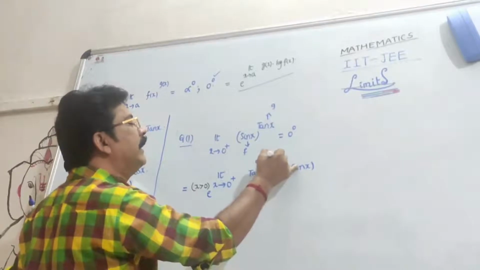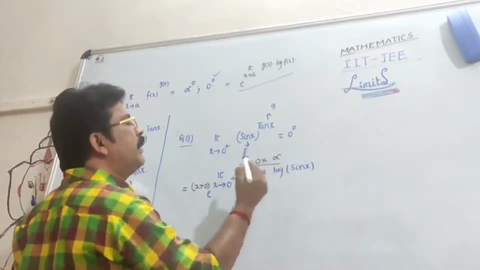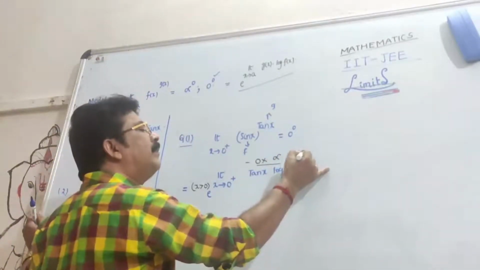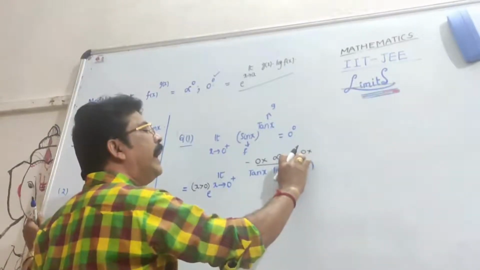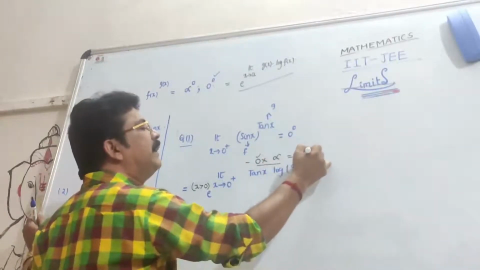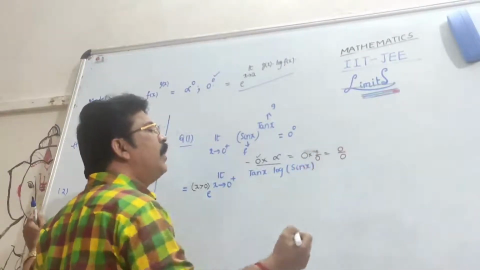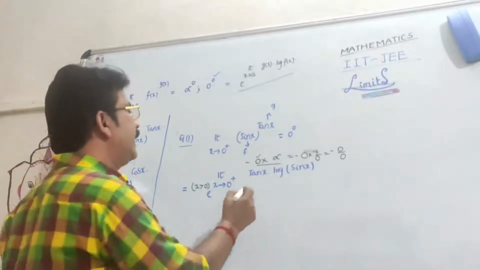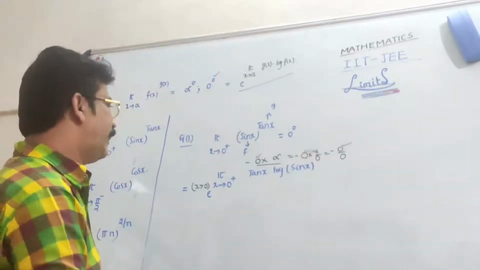So we are writing infinity or minus infinity like that. Anyhow, it became 0 into infinity. We must convert it into the form 0 by 0, because infinity means 1 by 0. So therefore, it is 0 by 0 form. Of course, minus is there. Now we are trying to express this function in terms of 0 divided by 0.